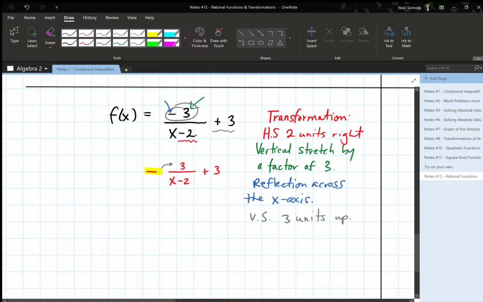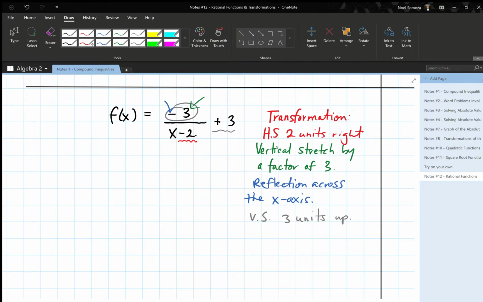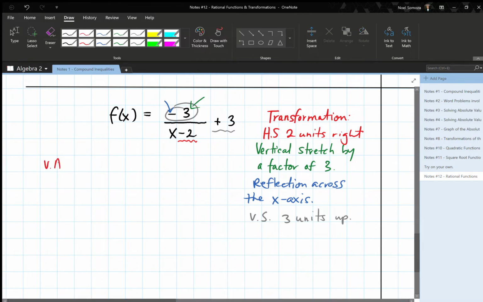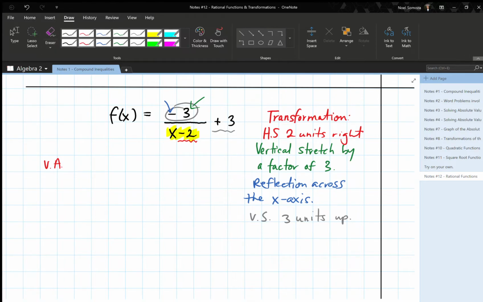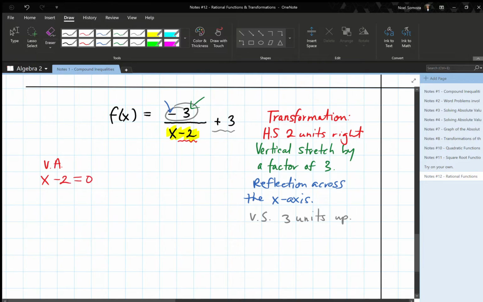Okay, let's go ahead and erase this piece for now, and start looking for our asymptotes. We're going to look for the vertical asymptote first, so I'm looking for VA. I'm going to set the entire denominator equal to 0. So I get x minus 2 equals 0. Therefore, at x equals 2, I have a vertical asymptote there. That makes sense. That follows our transformation. We were going to shift this 2 units to the right. So now we have a vertical asymptote at 2.